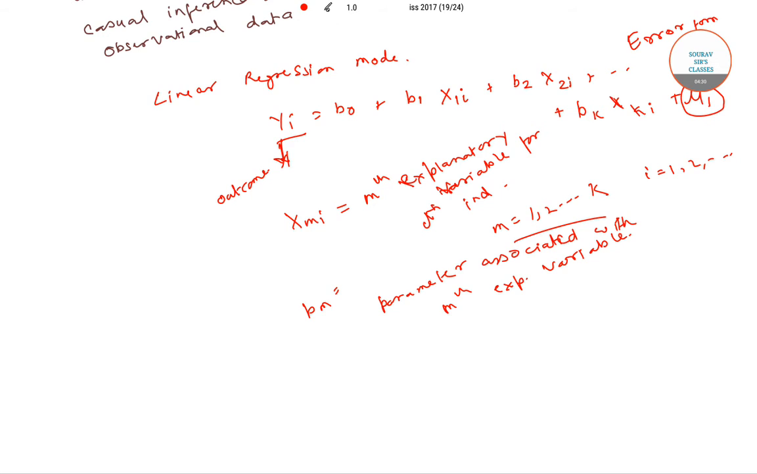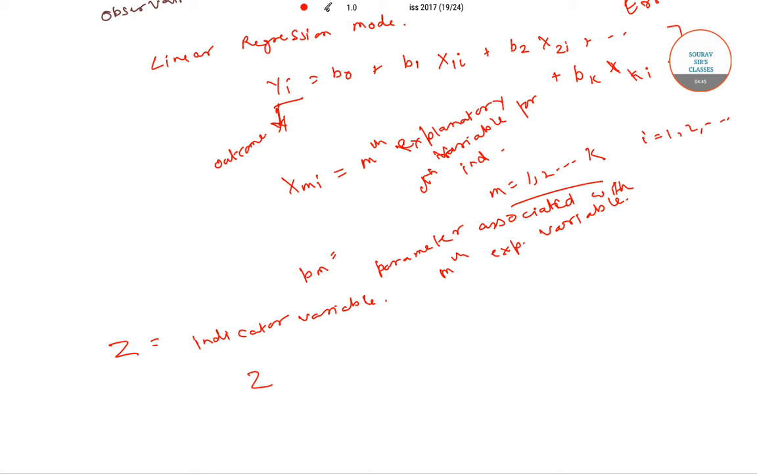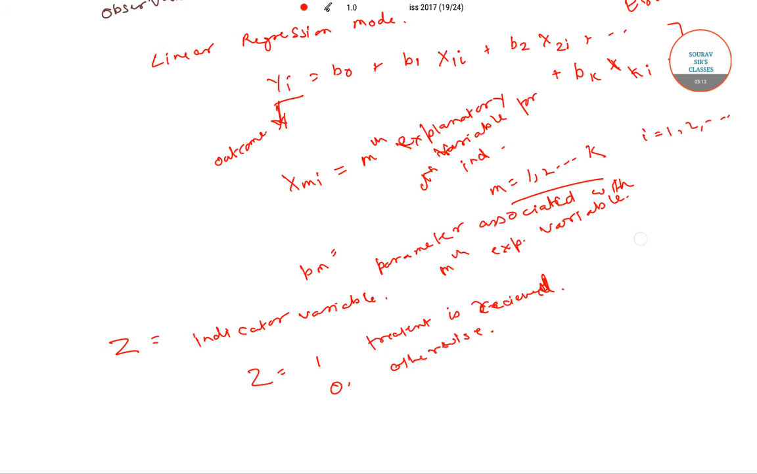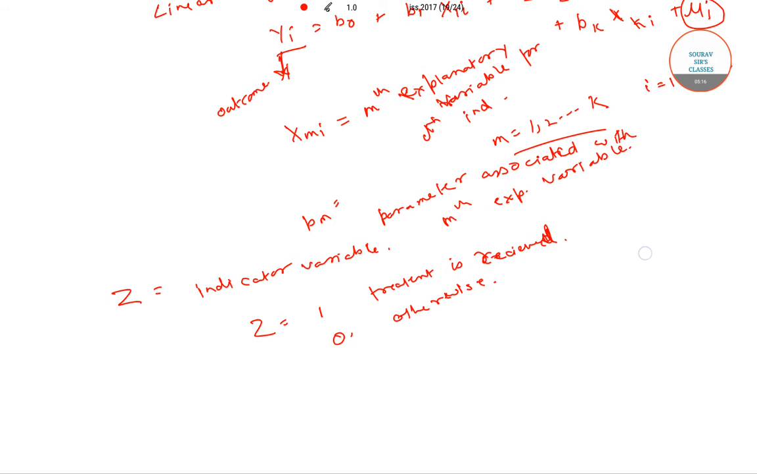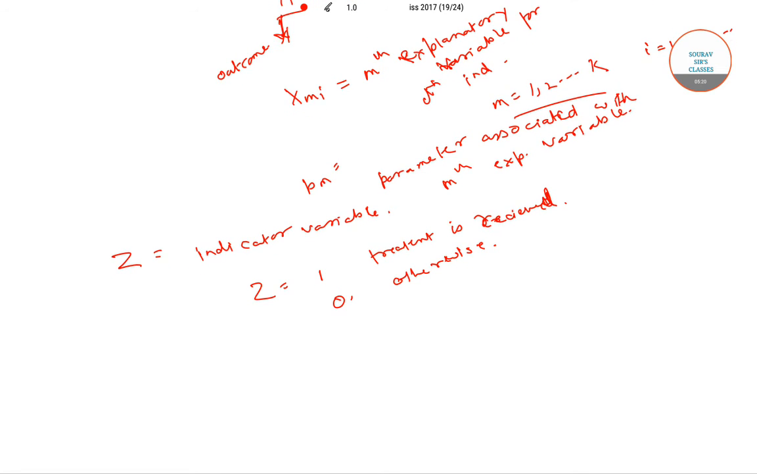Now suppose z denotes an indicator variable in this regression model, such that z equals 1 when the treatment is received, and z equals 0 otherwise, or when the control or placebo is received. Now let x1 be the treatment.